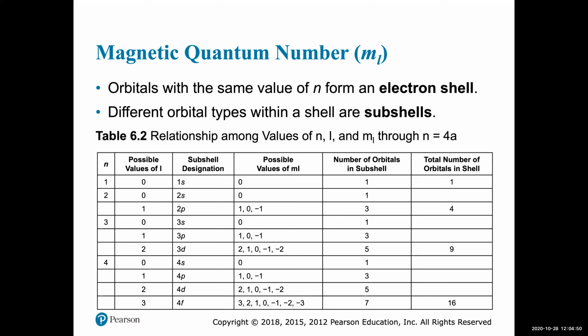And then similar thinking applies with n equals 3 and n equals 4. So I'd ask you to spend some time looking at this and get comfortable with it, understanding the relationship between the principal quantum number and the other 2 quantum numbers, and what that means in terms of knowing how many electrons are going to be present.